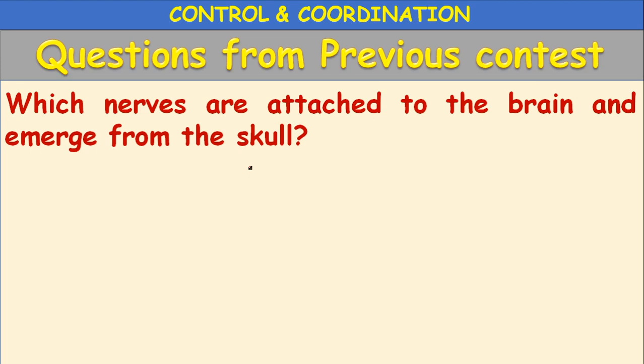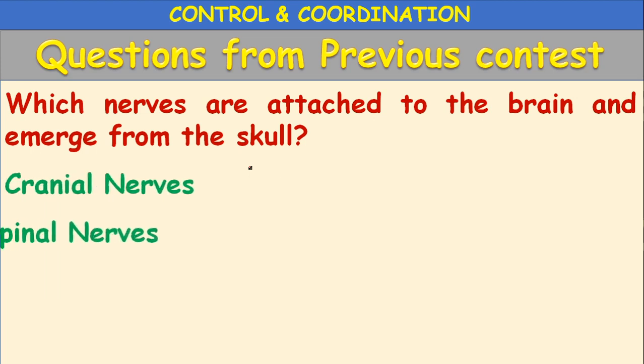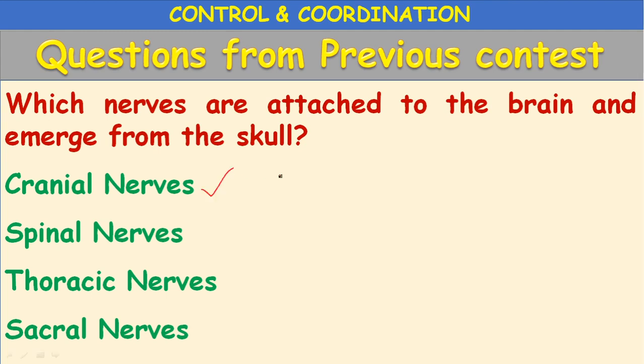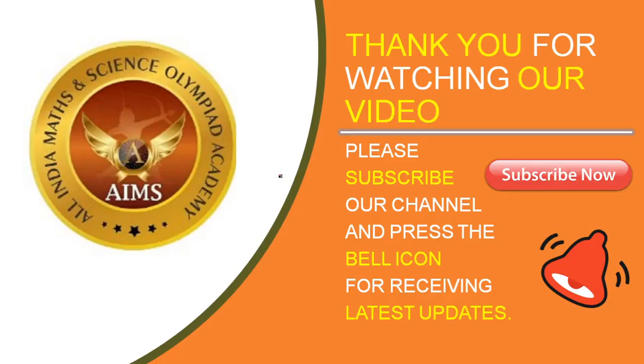Which nerves are attached to the brain and emerge from the skull? Cranial nerves, spinal nerves, thoracic nerves, sacral nerves. The cranial nerves. The skull is also called the cranium. The nerves which come out or emerge from the cranium are called cranial nerves. There are 12 pairs of these cranial nerves present.